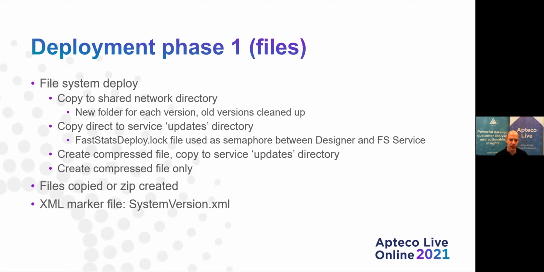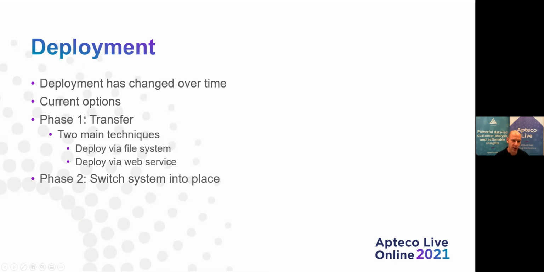So deployment still has 2 phases. We have a transfer phase, which is done via the file system or via the web service, and then we have a switch phase, in which the FastStats service puts that system into place.